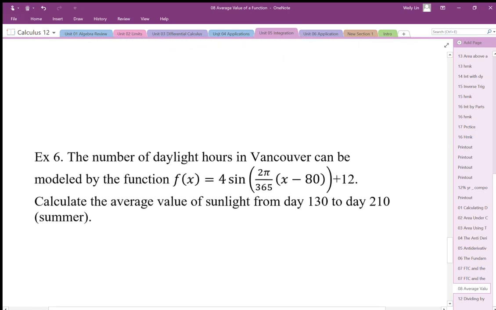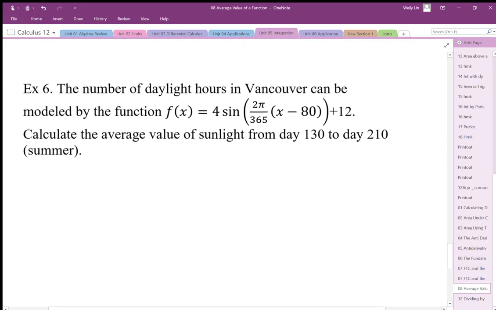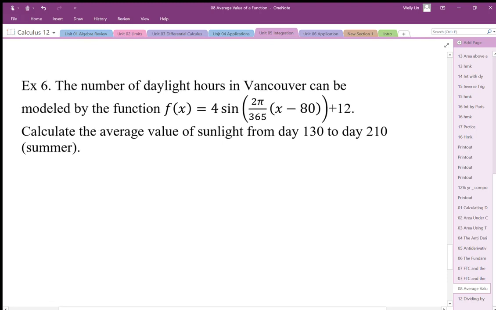Okay, so then we can look at a word problem. When we look at the daylight hours in Vancouver, it's going to be modeled by this function. f of x represents the number of hours of daylight, and x represents the days in the year. It says calculate the average value of sunlight, so number of hours of sunlight per day, from day 130 to day 210. So 130 would be like mid-April, and this would be, oh, I don't know, somewhere in July, the beginning of July.